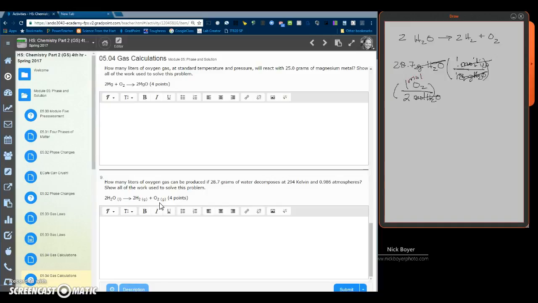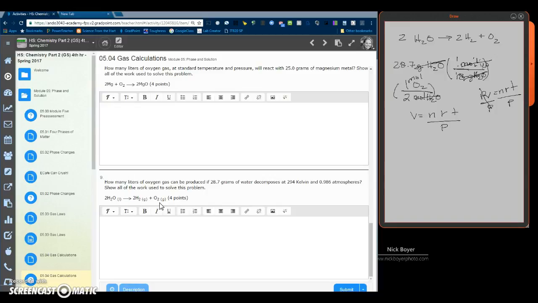Okay, they want liters of oxygen though, so now that I have moles of oxygen, I'm going to have to use the formula to find the volume. Just like we did before, the volume is going to be equal to the number of moles times the gas constant times the temperature, divided by the pressure. PV equals nRT. If I want to get volume by itself, I just have to divide by the pressure. These two cross out, and now I've got my formula.